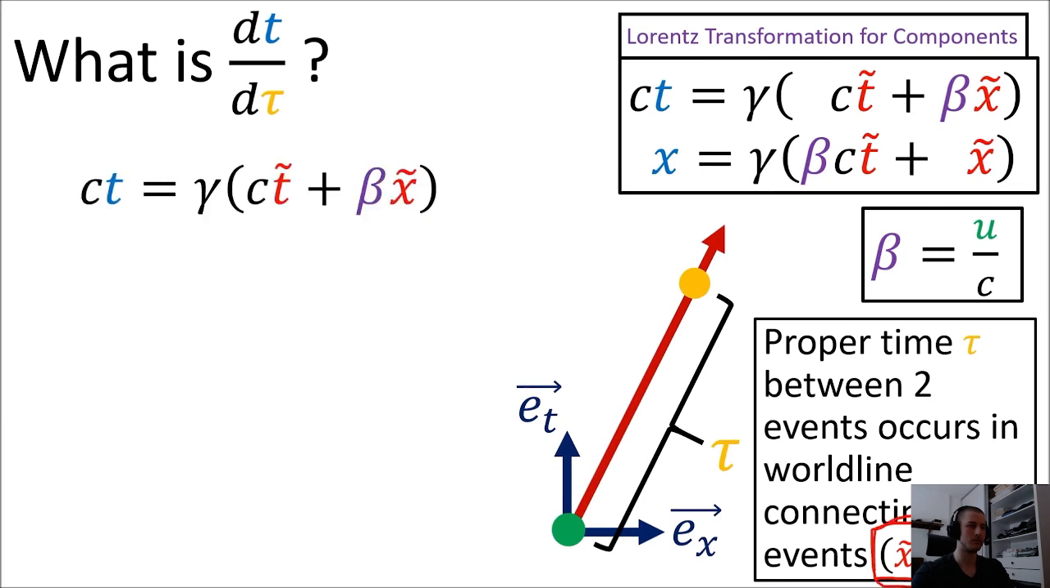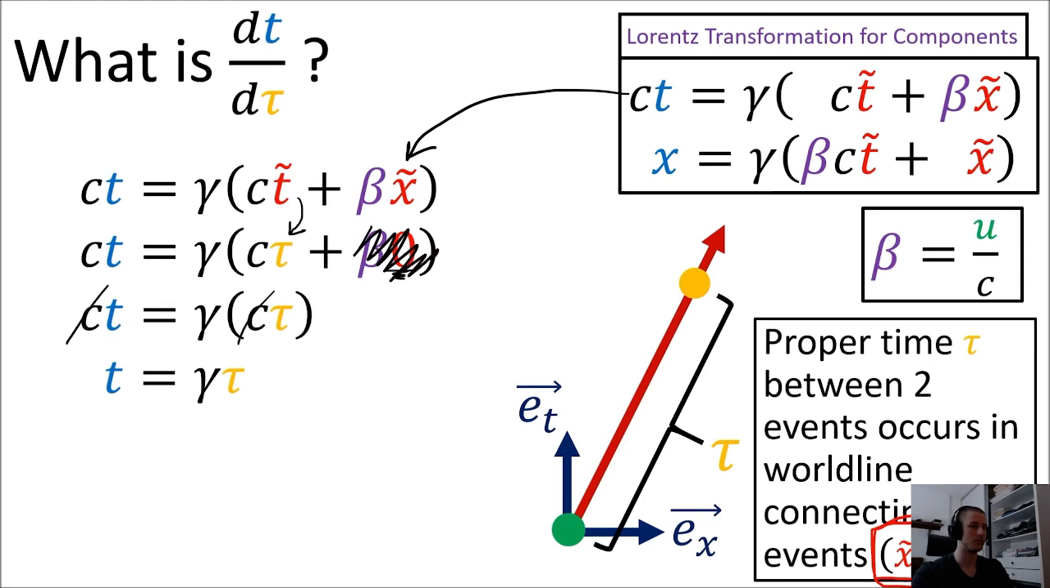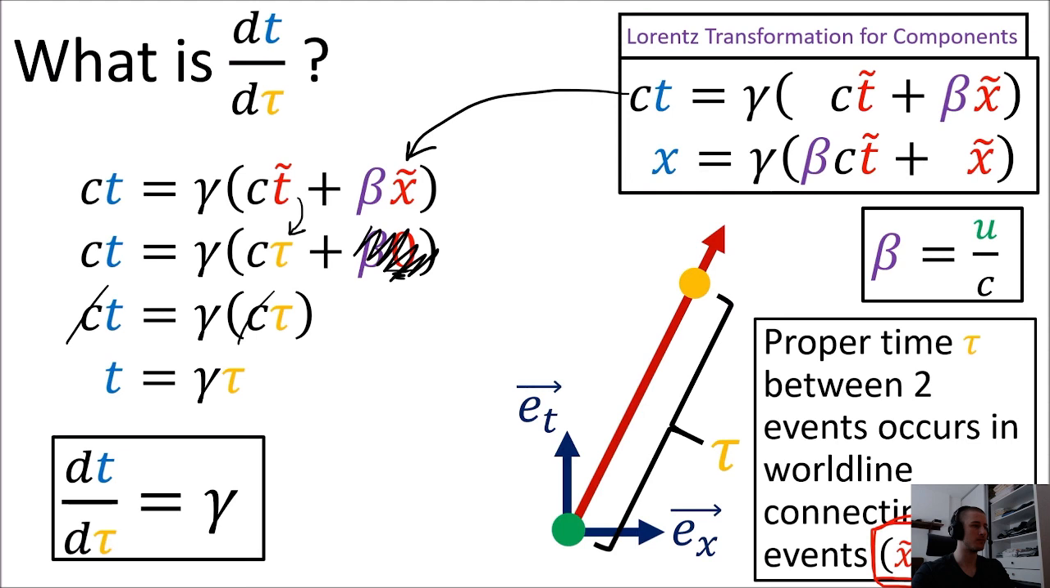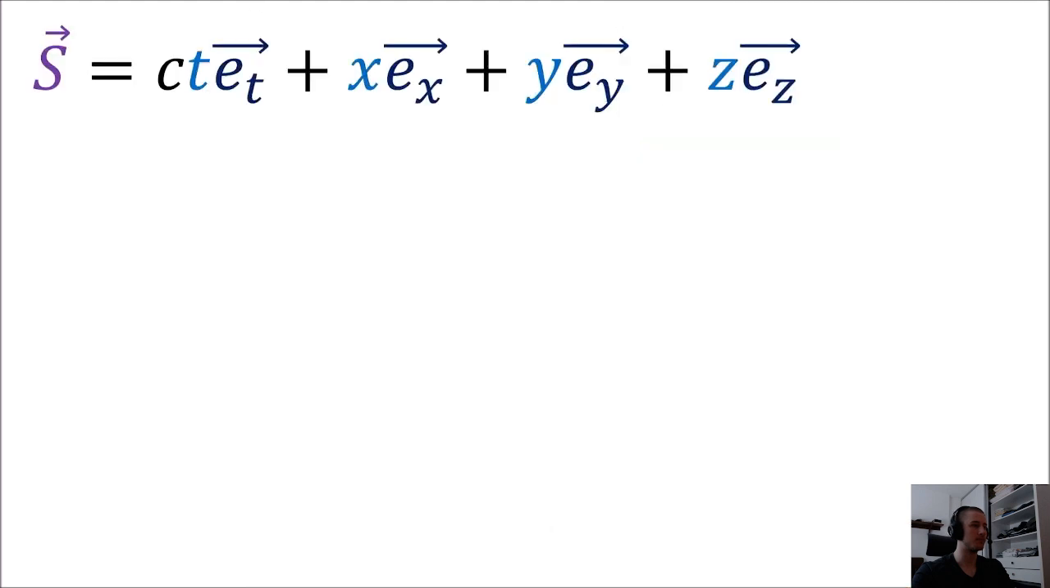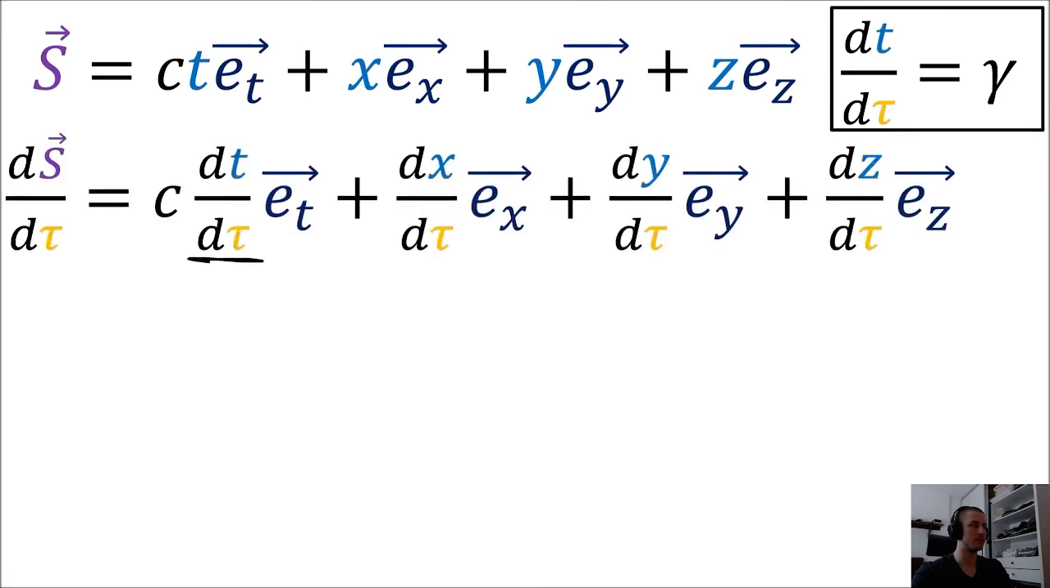So given the Lorentz transformation equation for time, if we set x tilde equal to 0, then the time t tilde is equal to the proper time tau, because it's the time between events measured at the same position. So this term goes to 0, and we can cancel c from both sides to get t equals gamma times tau. Taking the derivative of t with respect to tau, we just get gamma. So we've determined that dt by d tau is gamma, and this helps us determine the first component in ds by d tau. But what about the x, y, z derivatives?